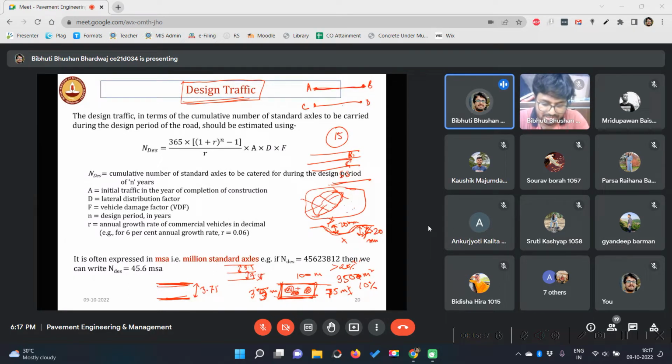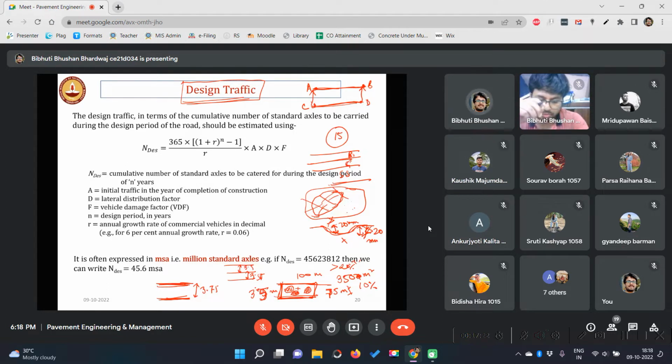But from C and D, because C is nearer to A, they will take another road. This road is rarely used. So in both the cases, if you design the road for 15 years, do you think you need to provide same thickness of layers?